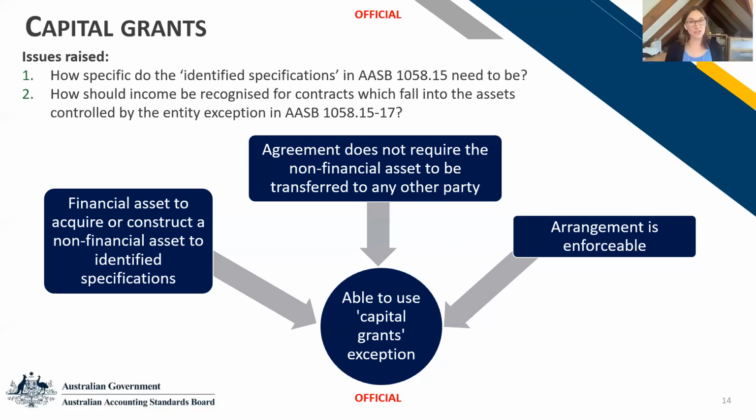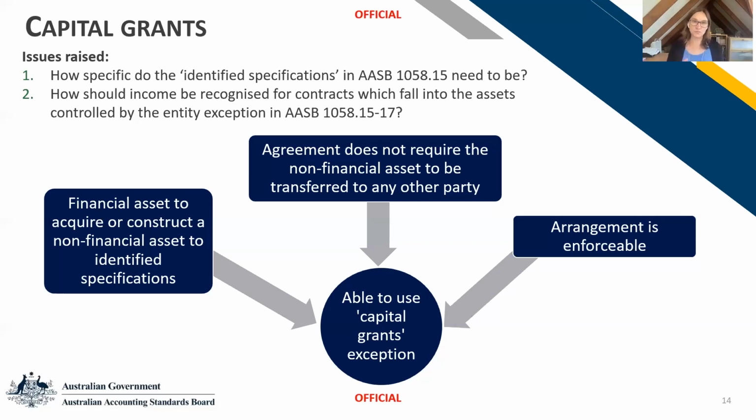The next question, which I am going to explore more, is how do we recognise income for the contracts which fall within that exception? So as I say, it's called assets controlled by the entity. We've got the paragraph numbers on here. The paragraph numbers relate to AASB 1058 because, as we've already talked about, we cannot be within AASB 15.